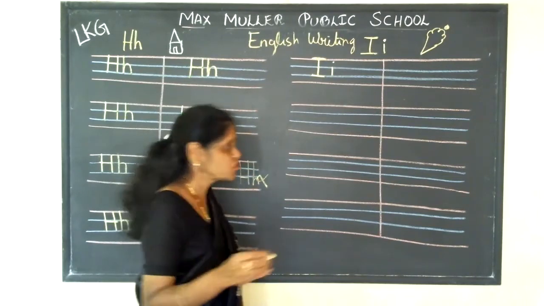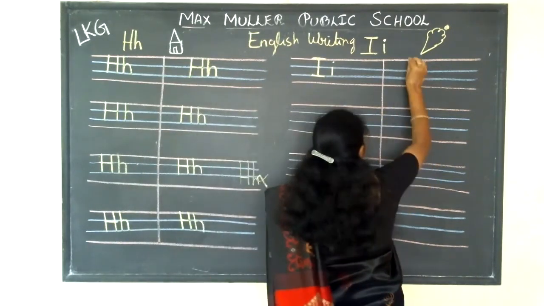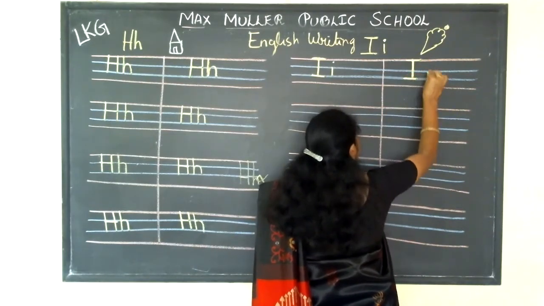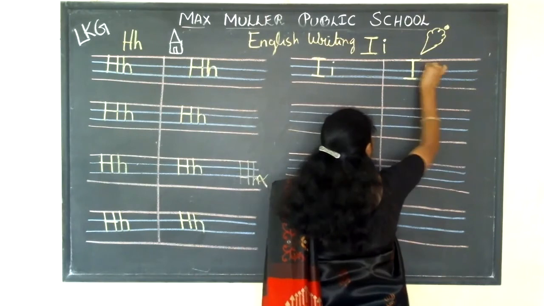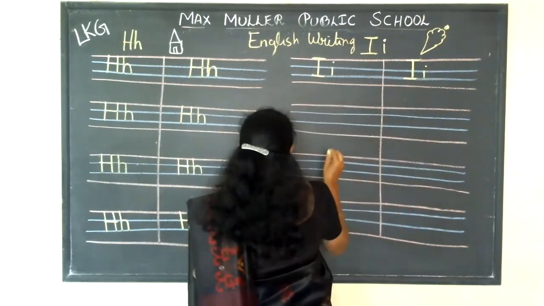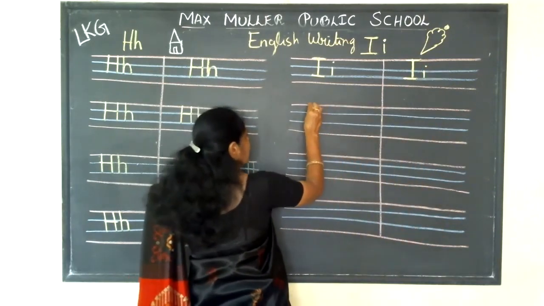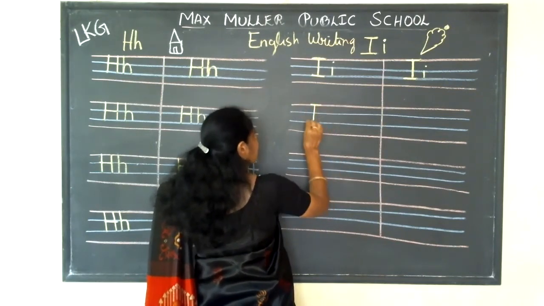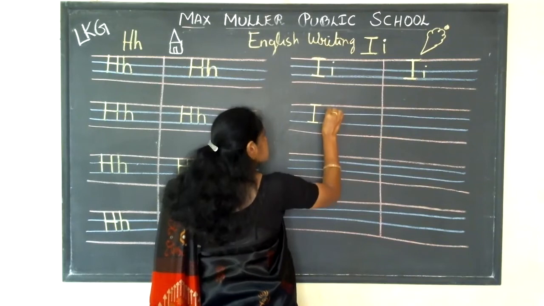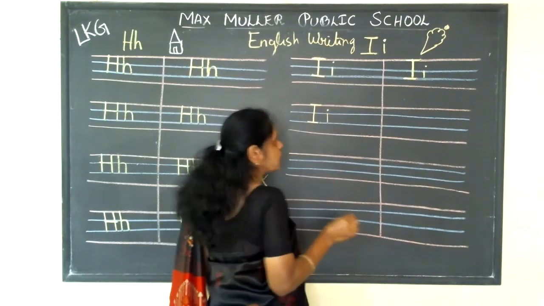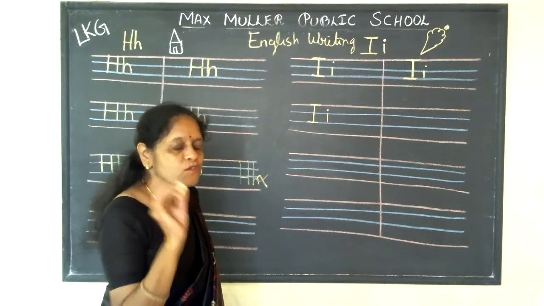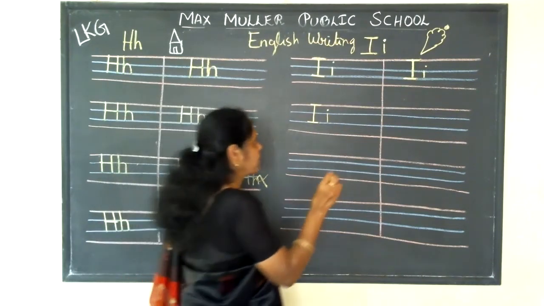Capital I, small i. Again, I'll repeat. Start from the red line. Capital I, small i. Put just one dot. Don't do like that. Some children do like that. No, you should not. Just a dot you should put.